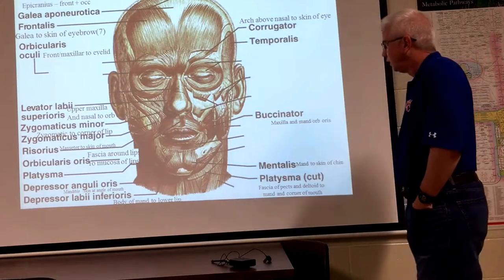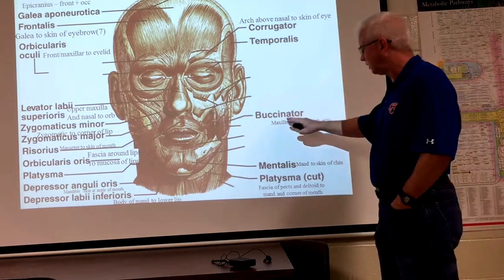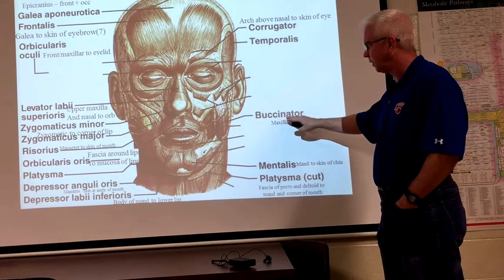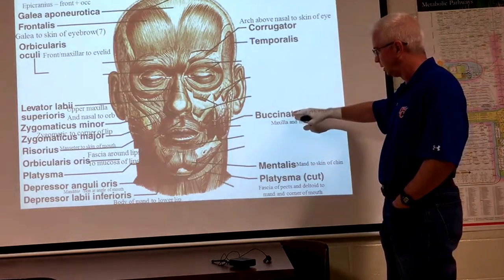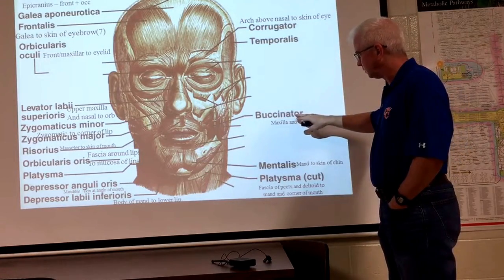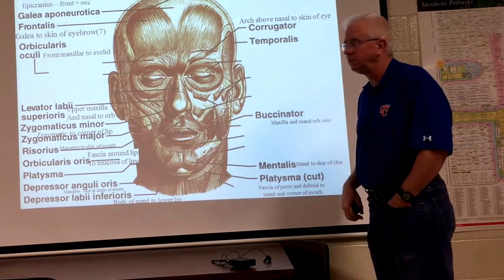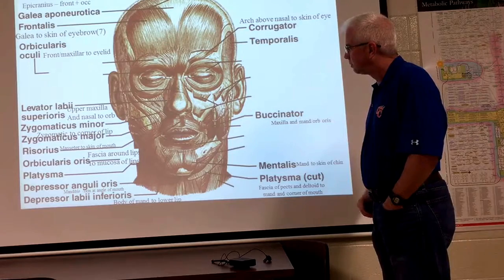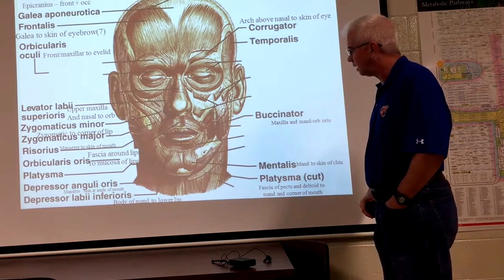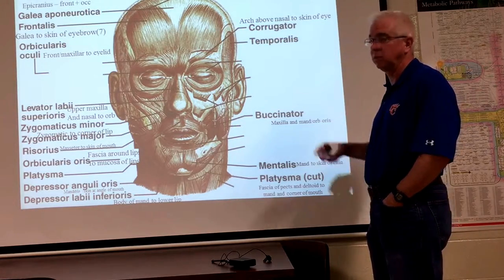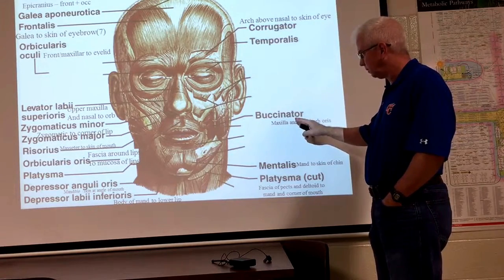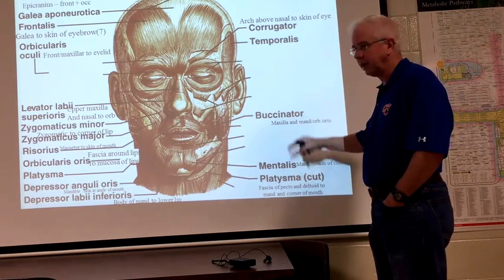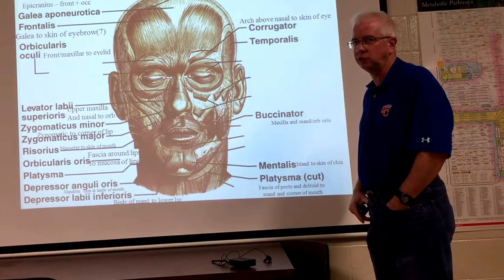All right, now I have this muscle on here, the buccinator, but I want you to put a star by it, and then I'll do the corrugator and I'll be done. The buccinator muscle is actually considered to be a muscle of expression. That's why it's on this picture. But it is an exception to my rule, because with the buccinator, I'm actually going to get trigeminal innervation.